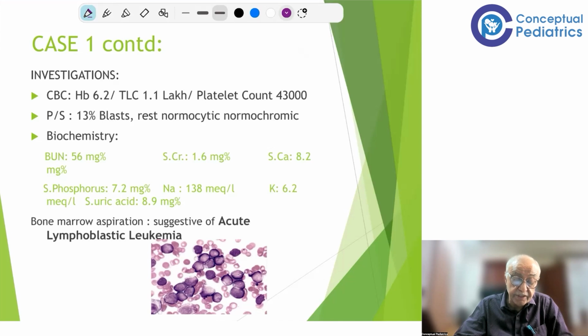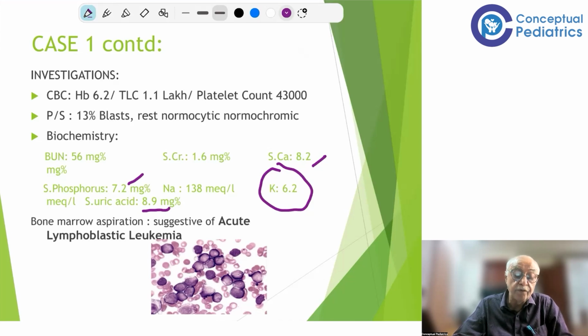The biochemistry was done, and it revealed that this child's serum calcium was a little low, at 8.2. Serum phosphorus was very high. Sodium was okay, potassium was very high. So it was basically hyperkalemia, hypocalcemia, and hyperphosphatemia. Uric acid also was raised, so it was hyperuricemia. So basically, you have 4 things which are there. I'll discuss with you what these are.